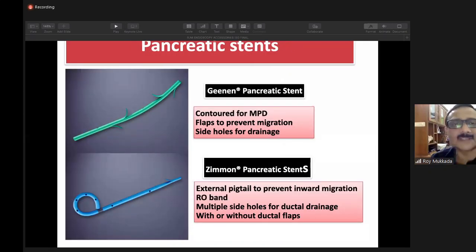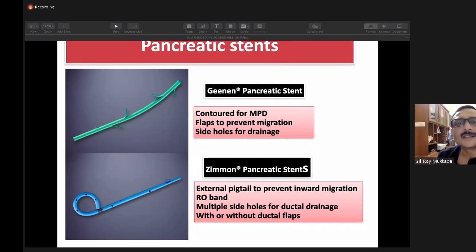So the name of the first stent is called Geenen pancreatic stent. It has got a contour for the main pancreatic duct. That's why you can see that bend. And the second one is a Cotton-Leung pancreatic stent. This has got the external pigtail to prevent inward migration. So it has got multiple side holes and the ductal flaps.